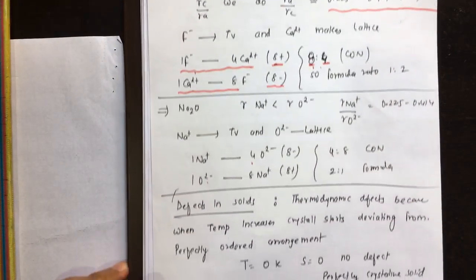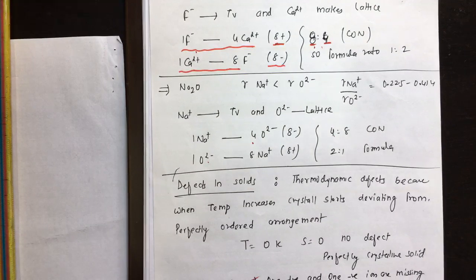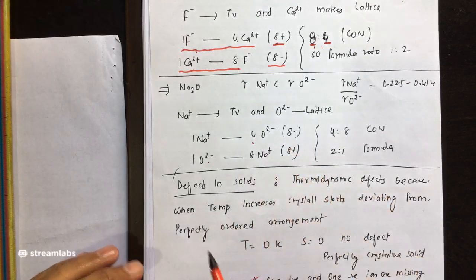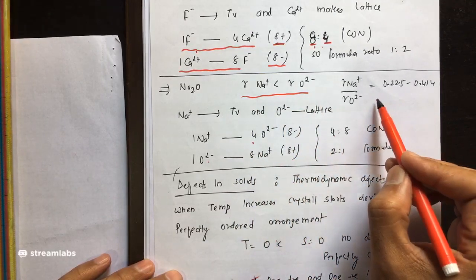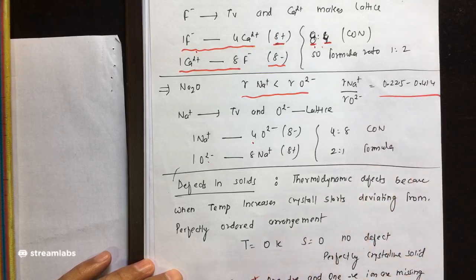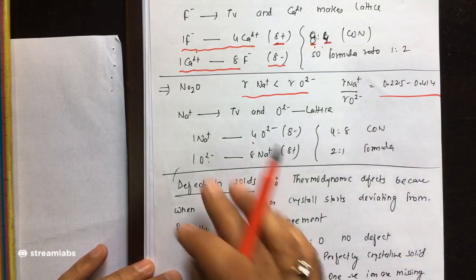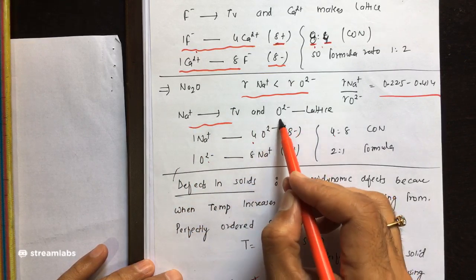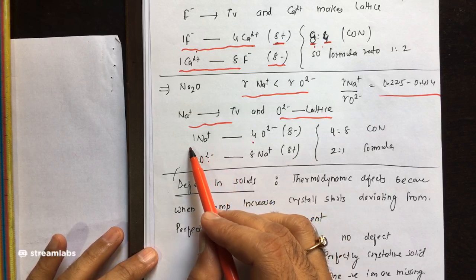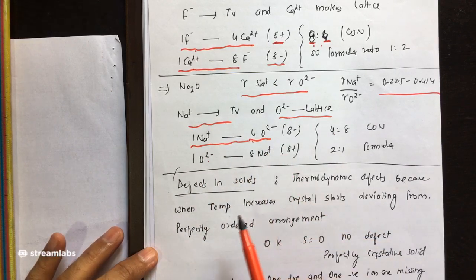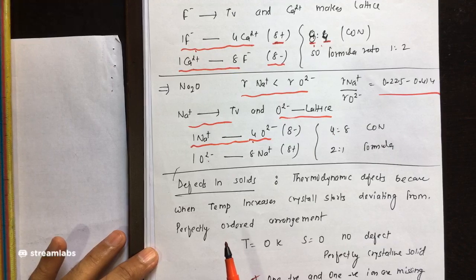Next one thing more remaining, that is called Na2O, sodium oxide. If you talk about sodium oxide, it is normal actually, not a problem. What is there in sodium oxide? It is an isoelectronic species, so the radius of sodium ion will be less than the radius of oxide ion. If you go on the calculation of radius ratio, it comes out to be 0.225 to 0.414. So sodium plus makes the tetrahedral void and oxide makes the lattice. So when sodium plus makes the tetrahedral void, one sodium is surrounded by 4 oxide.